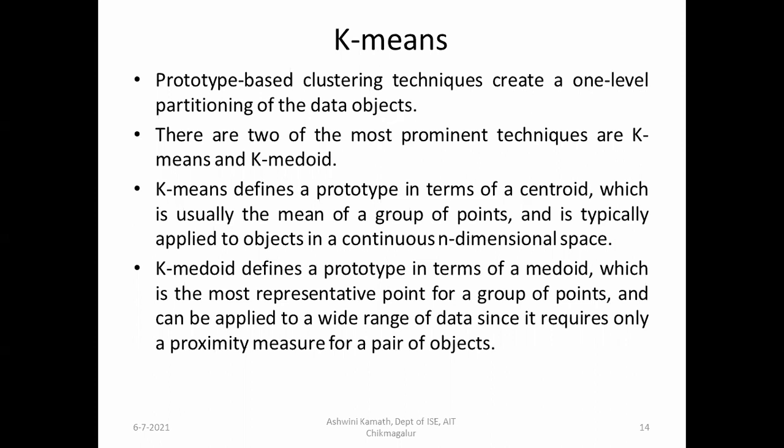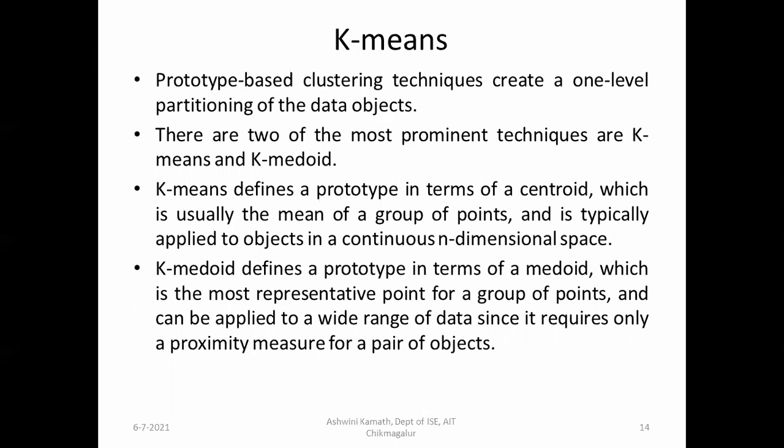K-medoid defines a prototype in terms of a medoid, which is the most representative point for a group of points and can be applied to a wide range of data. It requires only a proximity measure for a pair of objects. So here, K-medoid means, as I told you, the most frequent value will be considered as the medoid. It can be applied to a larger range of data since it requires only a proximity measure. So it will find the nearest values to create the proximity measurement.